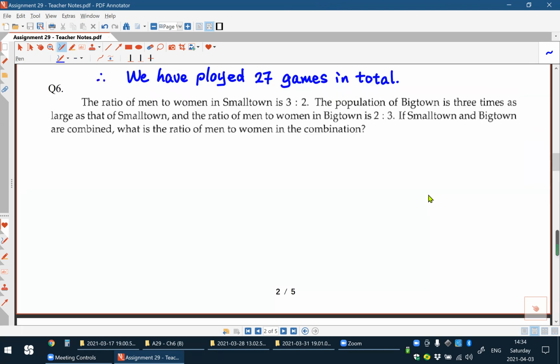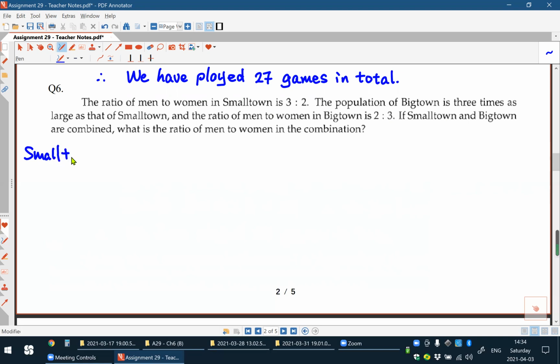Question 6. The ratio of men to women in small town is 3 to 2. The population of big town is 3 times as large as that of small town. The ratio of men to women in big town is 2 to 3. If small town and big town are combined, what is the ratio of men to women in this combination? So let's have a look.